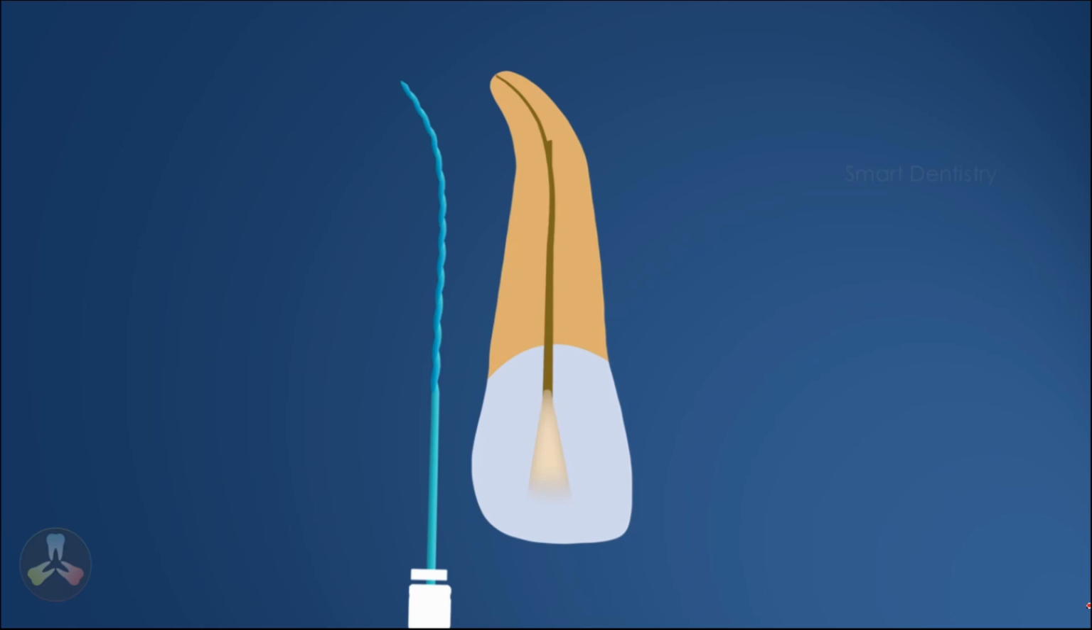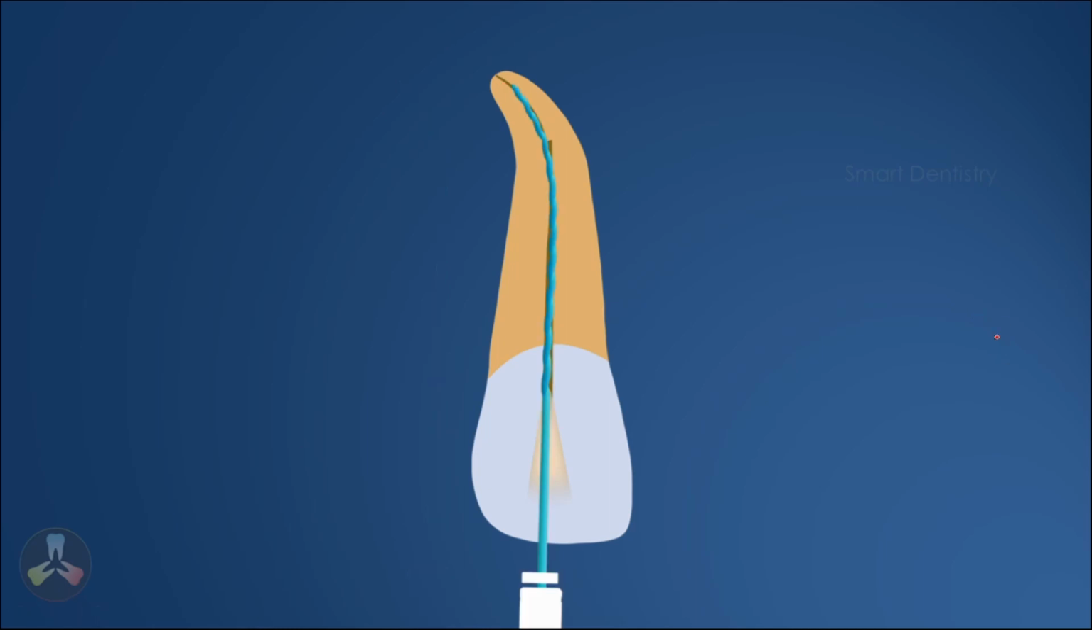So take a small hand file, pre-curve it, and try to simulate the root canal anatomy. Try to push the file close to the wall which is not ledged, that is the opposite side of the ledge. Go to the length where there is a ledge. Then give small right side and left side turns, small rotations.